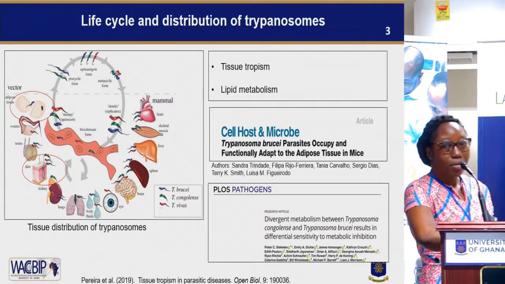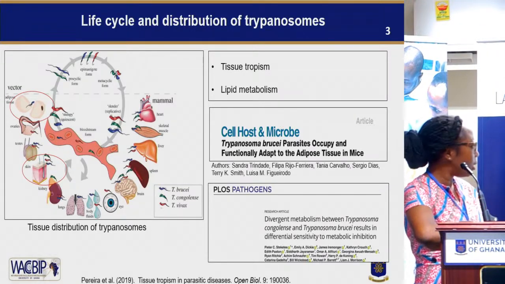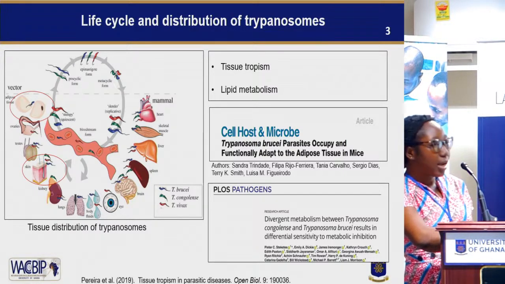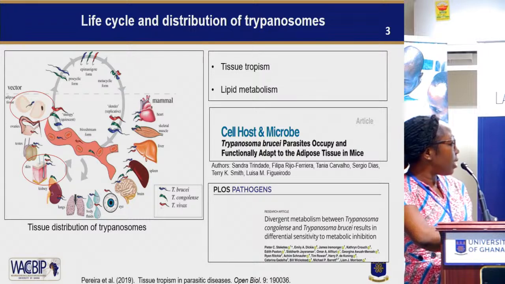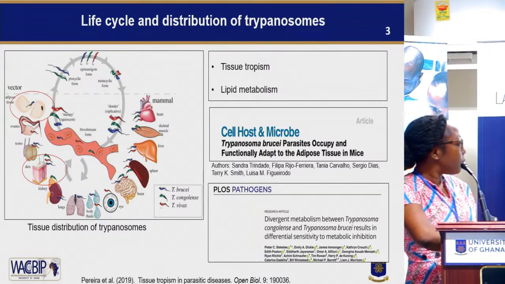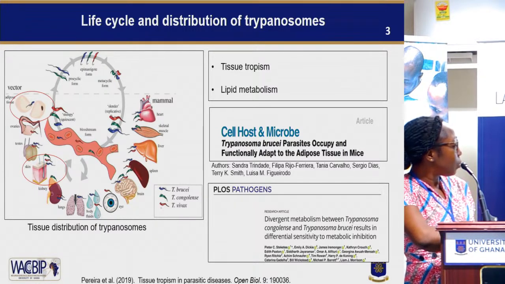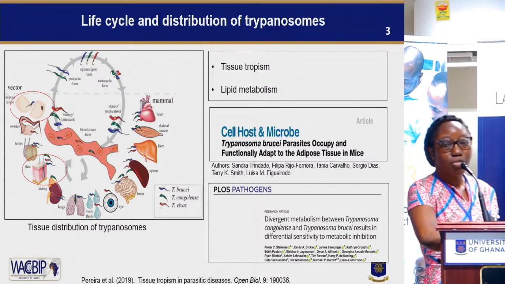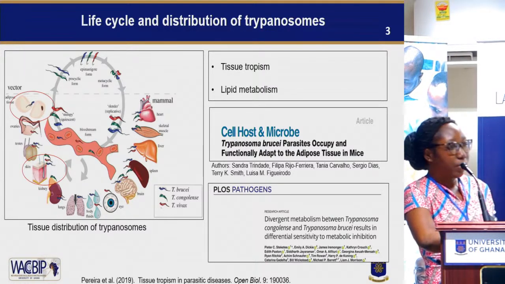Now, the life cycle of trypanosomes shuttles between the insect vector and the mammalian host, where in the mammals, the parasites are found in the intravascular and extravascular compartments of the host. And recently, these parasites have been shown to be present in the adipose as well as the skin. And with this, during the life cycle of trypanosomes, they encounter different materials in terms of their environment.